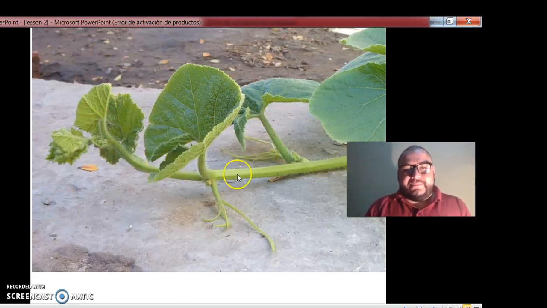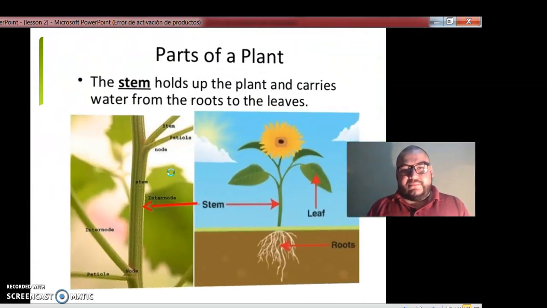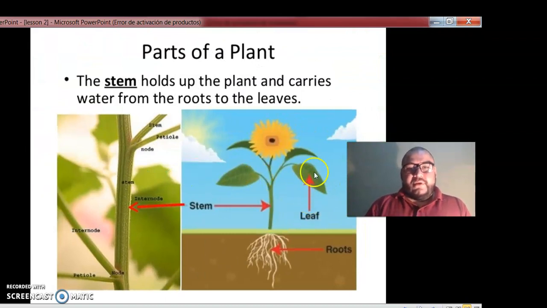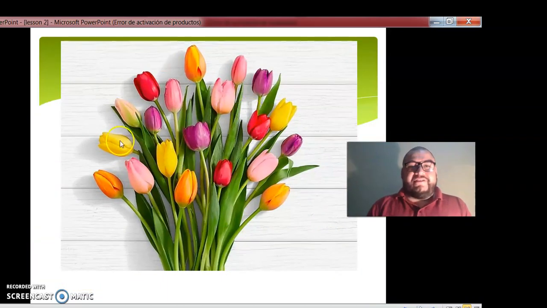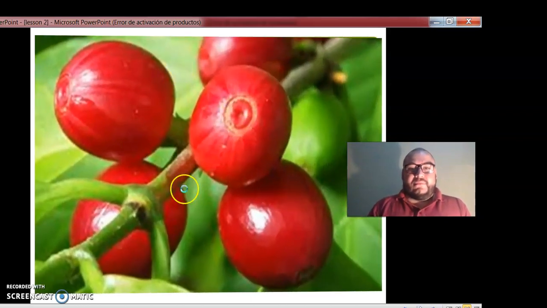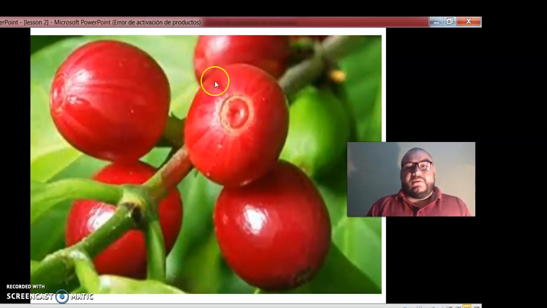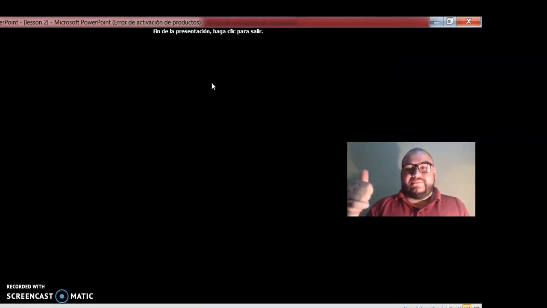Stem. Leaf. It's only one. Leaf. Roots. Stem. Flowers. Fruits. Very good.